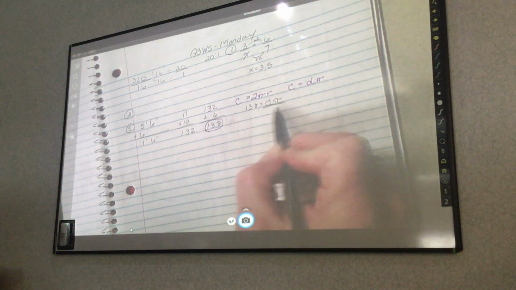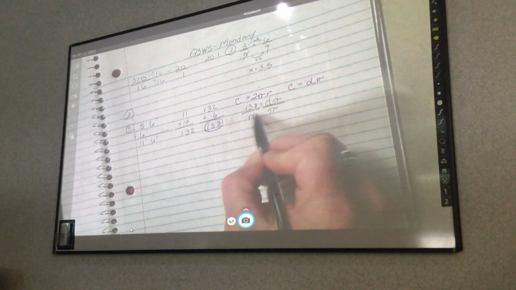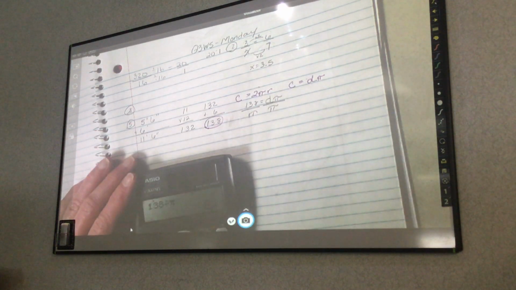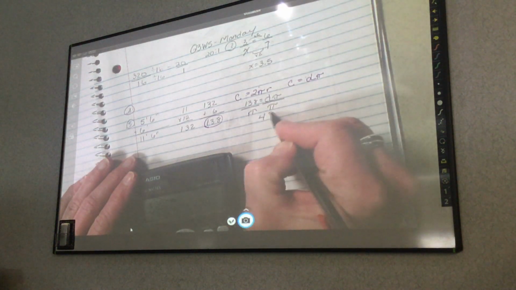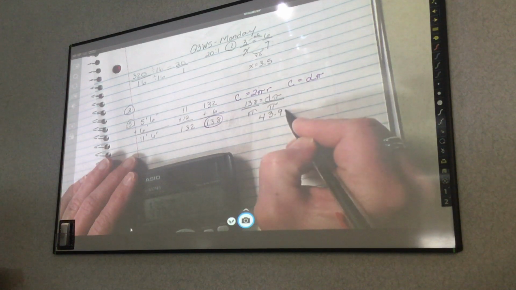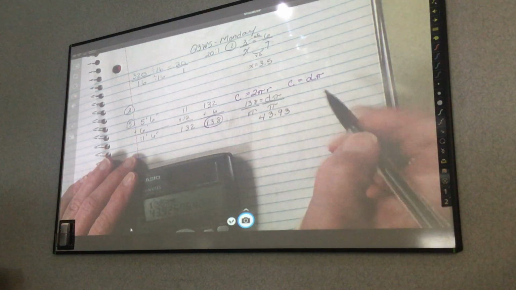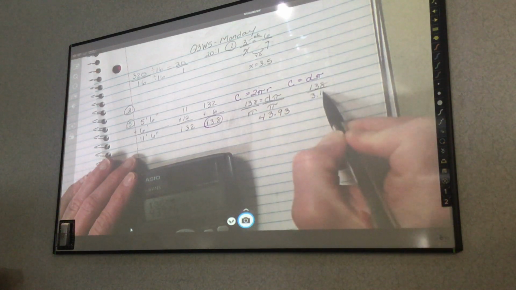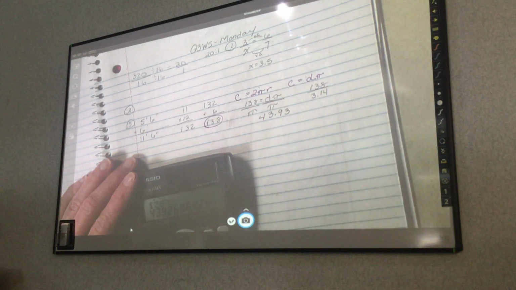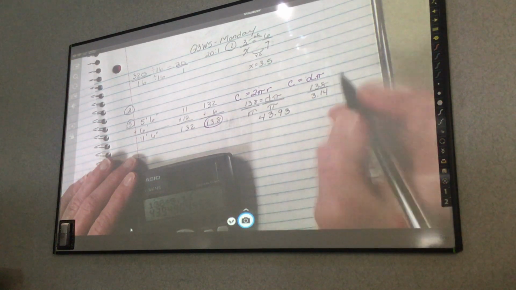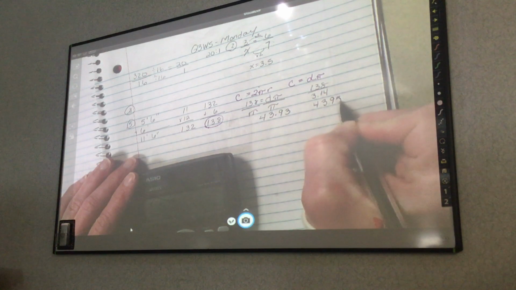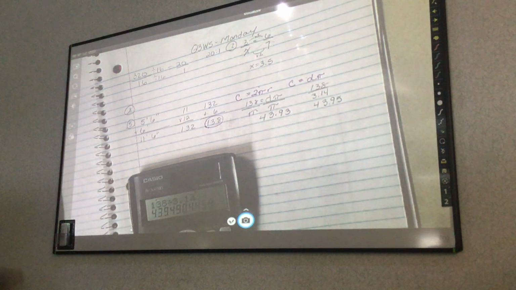So I just divide by pi, and if I use my calculator, 138 divided by using the pi button, I get 43.9, and I'm rounding it up. If I do 138 divided by 3.14, you get 43.95. Either one would be fine.